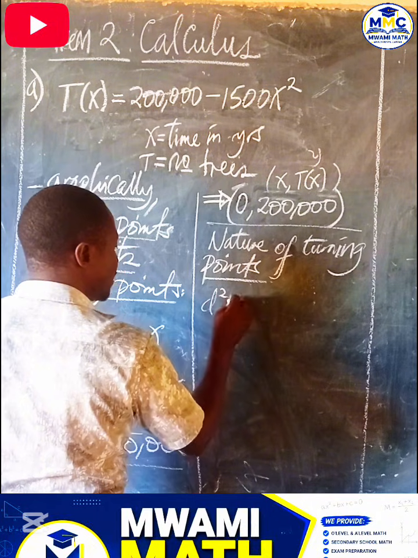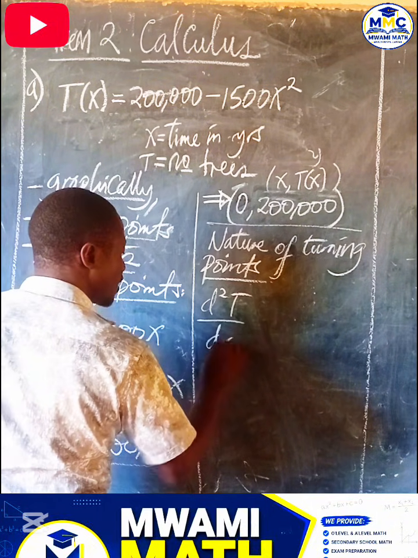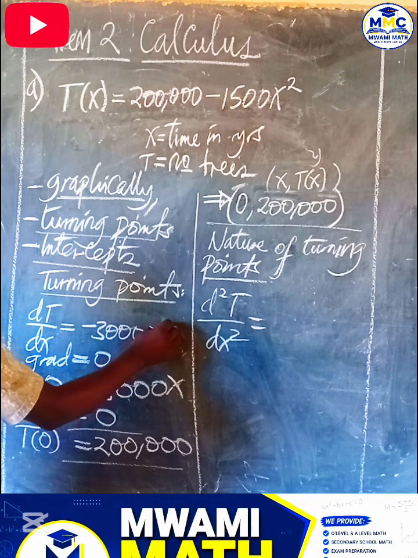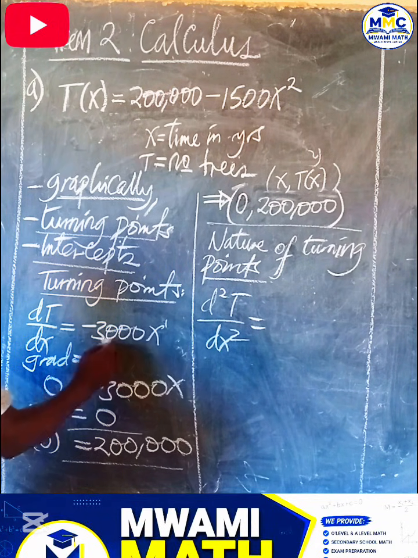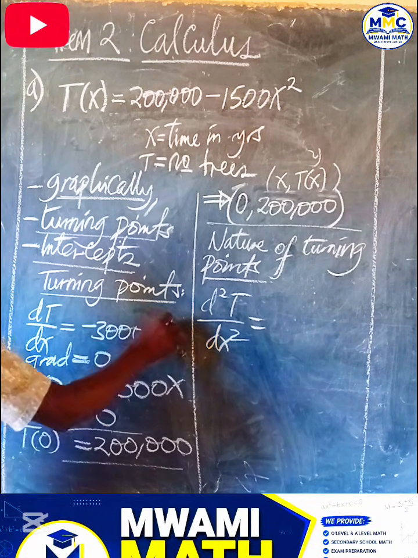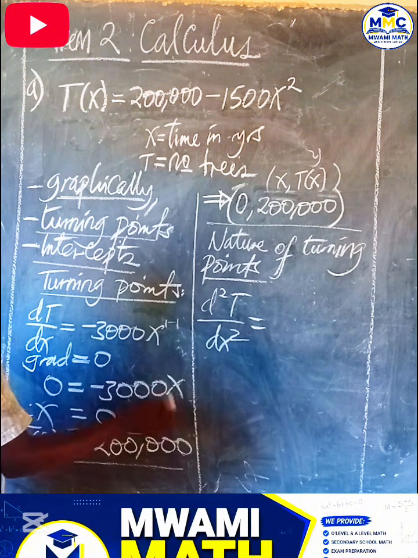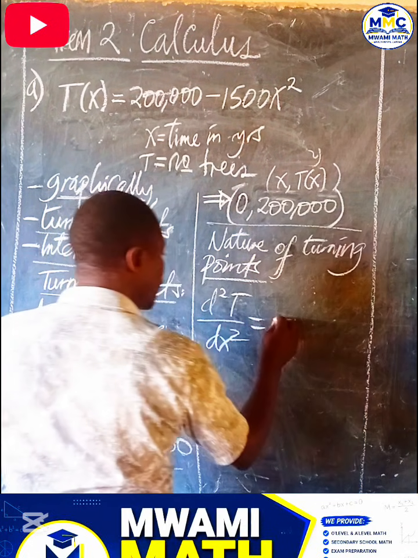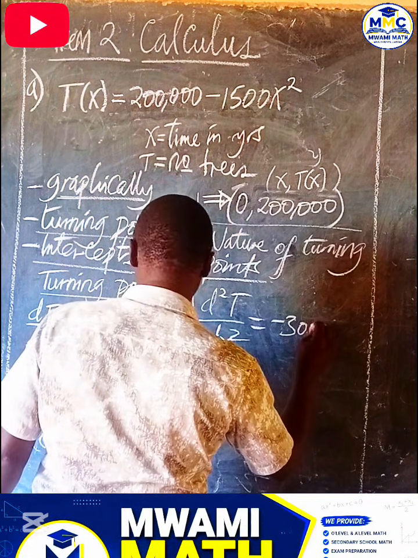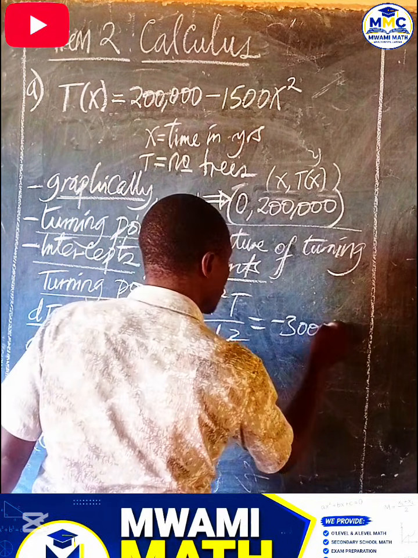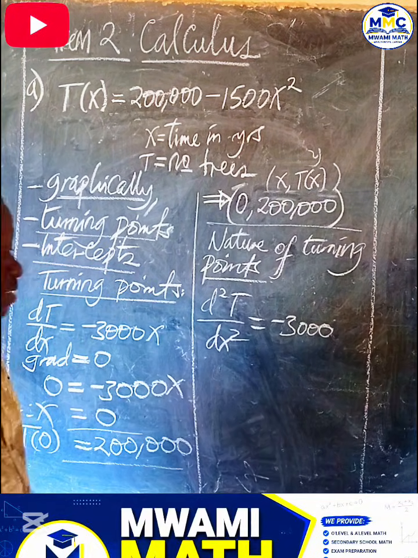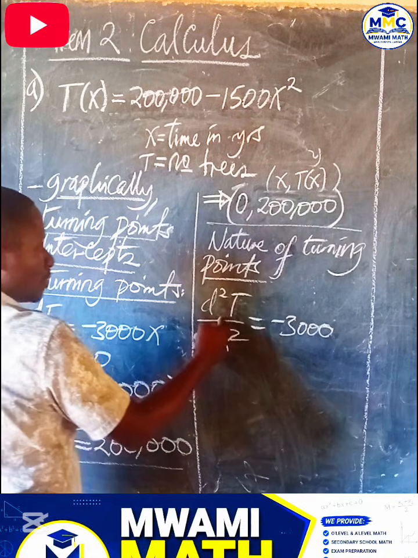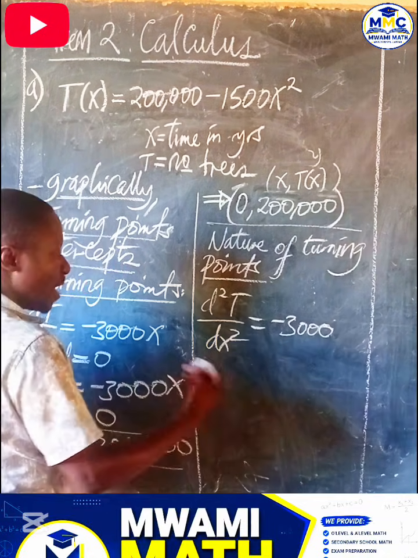So, let us differentiate again the second time our function. So this d squared t over dx squared will give us, remember this is power 1 times this, that becomes that, then reduce the power by 1, so that we have x to the power 0, so we shall have negative 3,000. Okay, so now, since our second derivative is a negative, therefore, this function has a maximum.